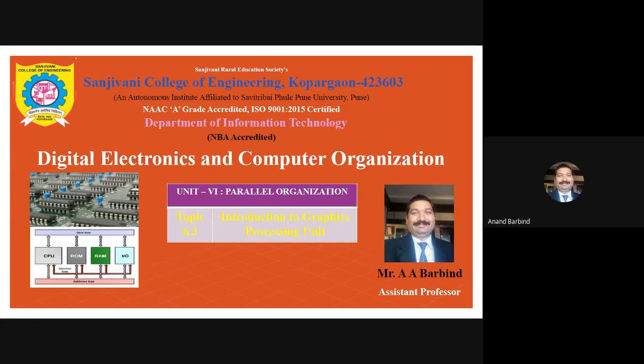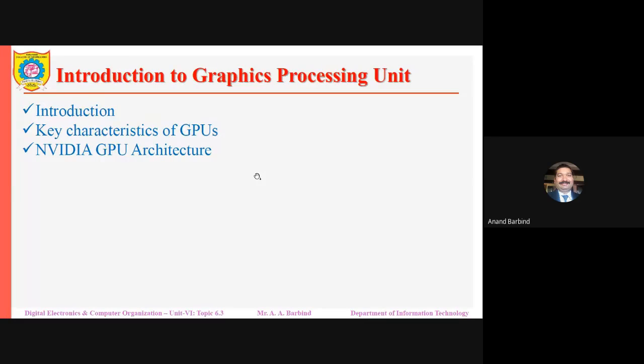Okay, let us discuss now the sixth unit topic, Introduction to Graphics Processing Unit. That graphics processing unit is popularly known as GPU.